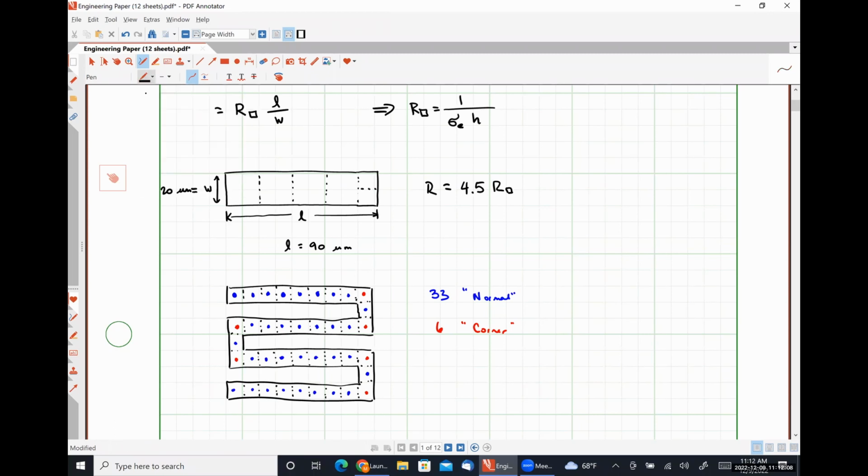So the sheet resistance of a corner will be roughly 3/5 or 60% of the sheet resistance of a regular square, okay? So we're going to have to take into account that change in the current distribution as it flows along that serpentine path by differentiating between our normal squares and corner squares.